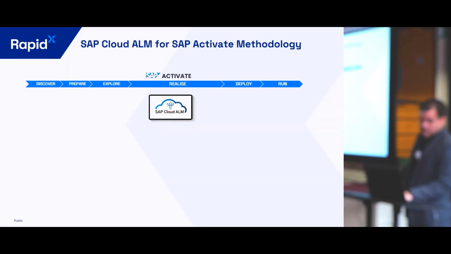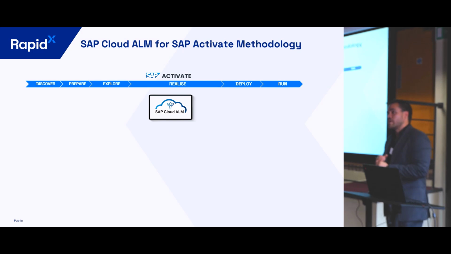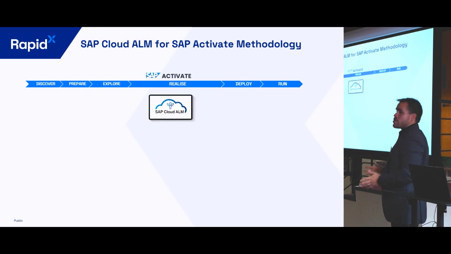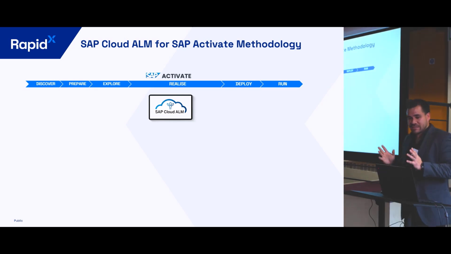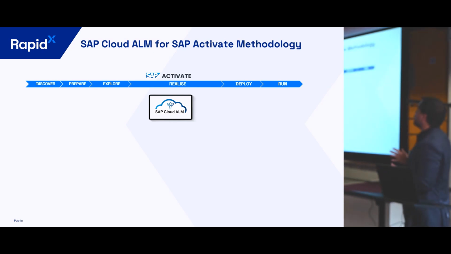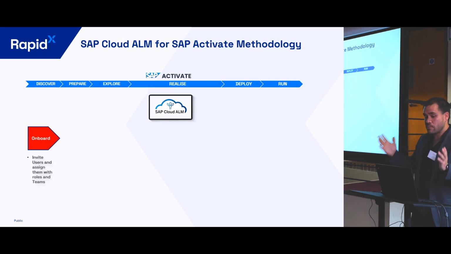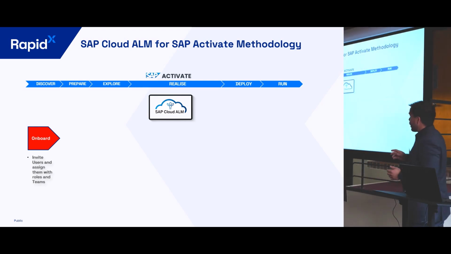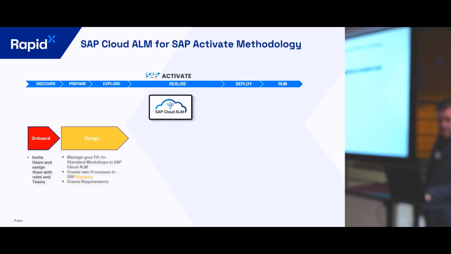SAP Cloud ALM, obviously we've been through some catch-ups with Ben. So what I want to say is basically this software has been developed for application lifecycle management and is mainly focused to support hybrid solutions. I'm talking about on-premise and cloud, and it is completely aligned with the SAP Activate methodology. It's mainly focusing on a few core capabilities, where we begin with onboarding. This is where you welcome the users, assign them roles, and they become part of the specific teams for the implementation.